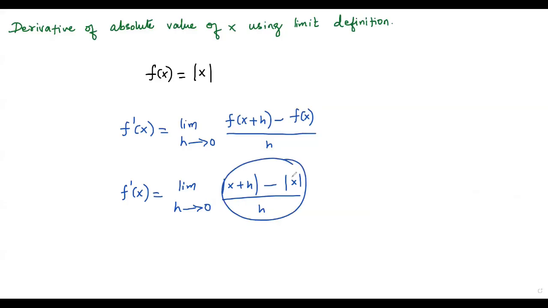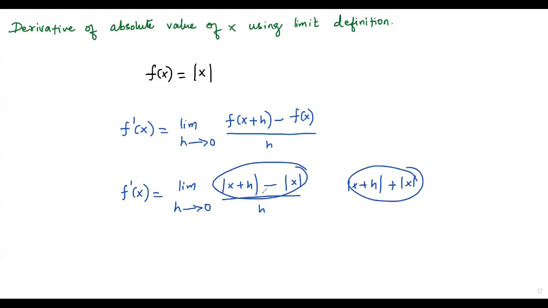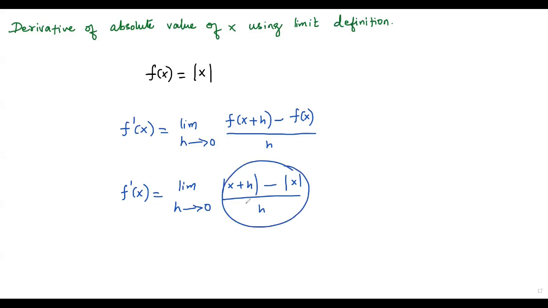Now how do we simplify this? For that, I'm going to consider the conjugate of the expression in the numerator. Conjugate means we just change the sign in the middle. Here we have a negative sign. If I change it to a positive sign, I get the expression absolute value of x plus h plus absolute value of x. So this is the conjugate of the expression we have in the numerator. Now I have to multiply both the numerator and denominator of this rational expression by the conjugate of the numerator.